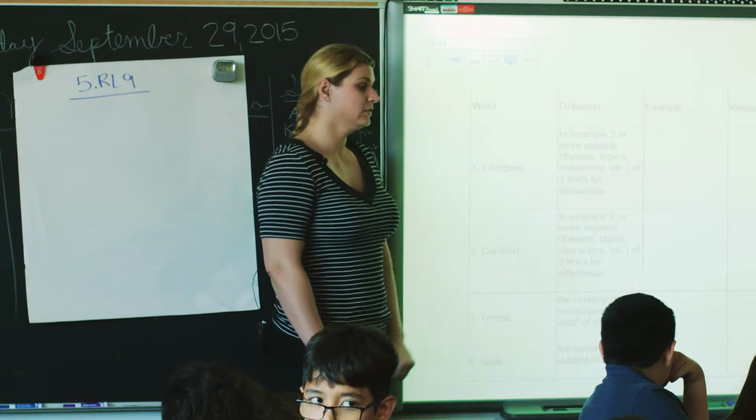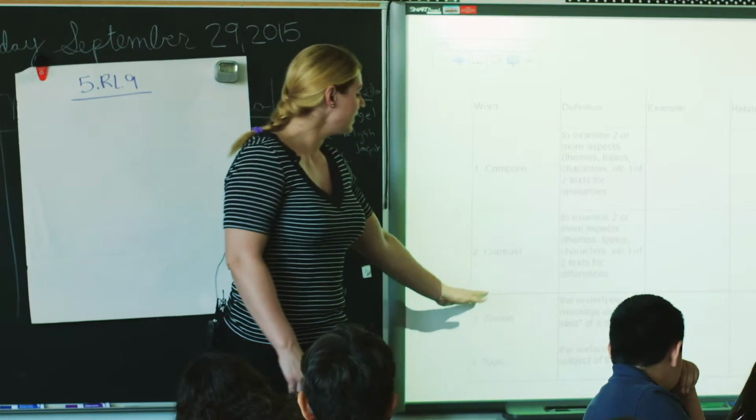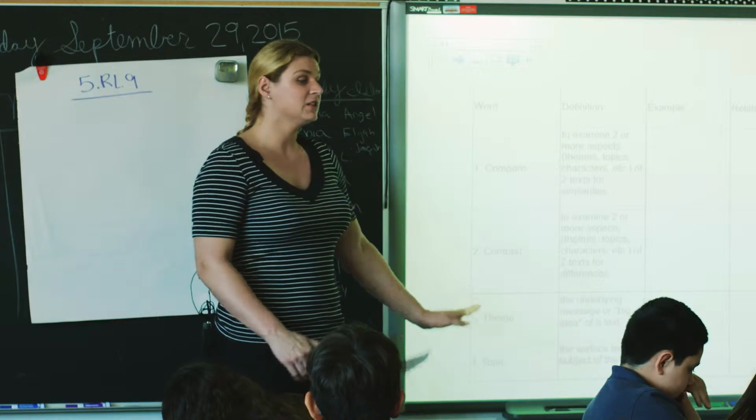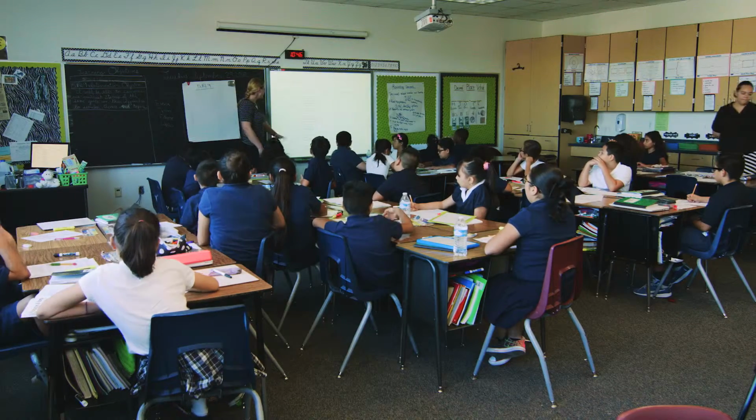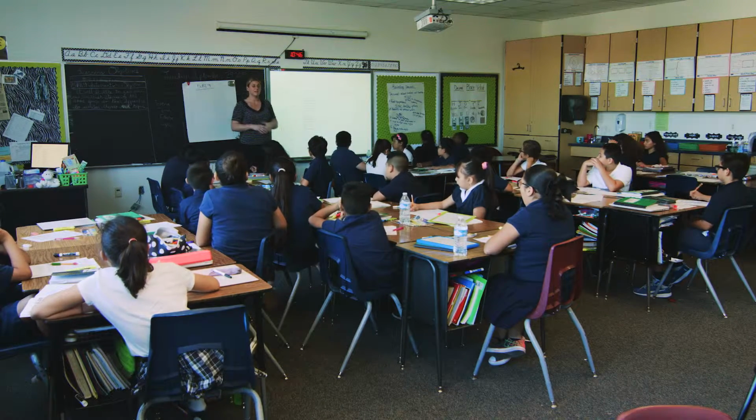Okay, so now we have two more words to concentrate on for the standard. Theme and topic. What words are we going to concentrate on? Theme and topic. So I want you to, all eyes on me, please, while I explain. Okay, theme is the underlying message or big idea of a text.